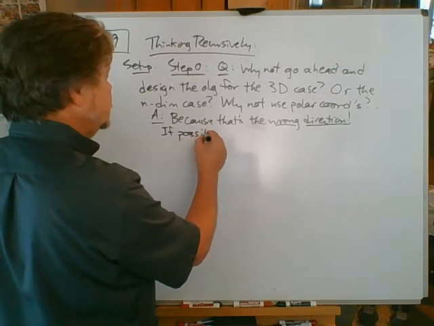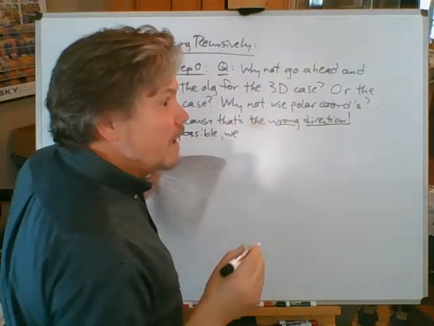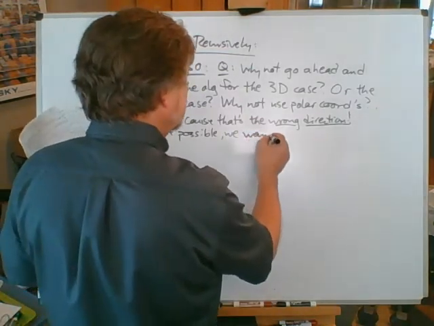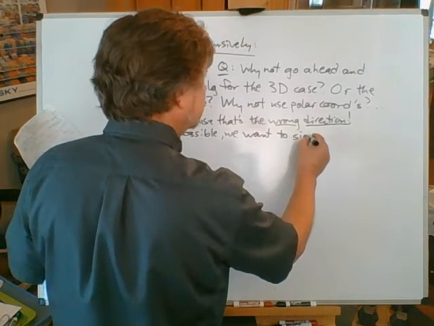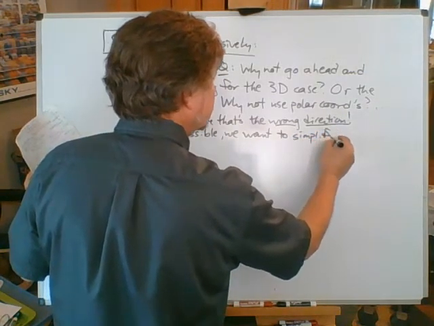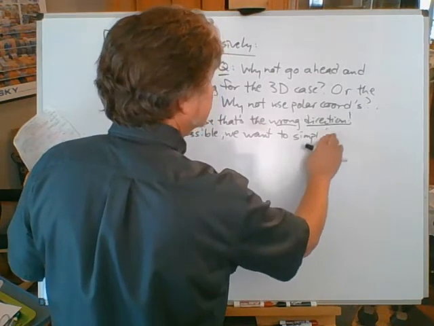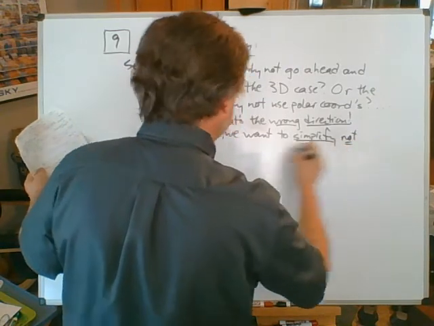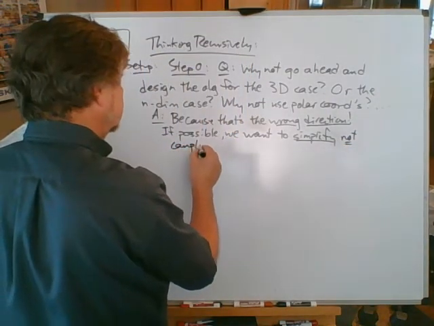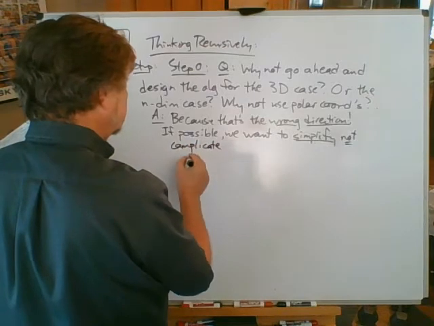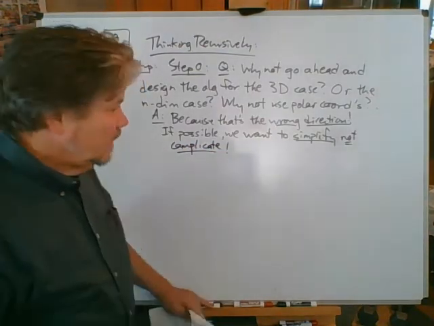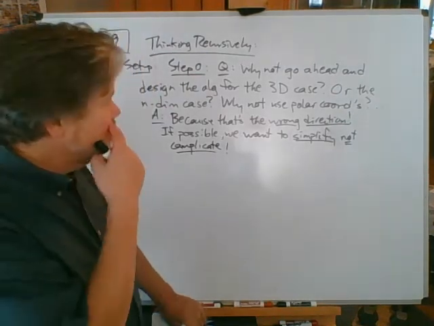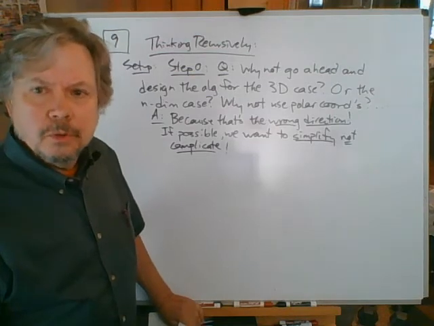If possible, at least at this stage, we want to simplify the problem, not make it more difficult. We want to simplify. Not complicate. If you want to do it for the 3D case or the N-dimensional case, get out there to abstract dimensions and all that, and use polar coordinates, knock yourself out. But do the basic version first.